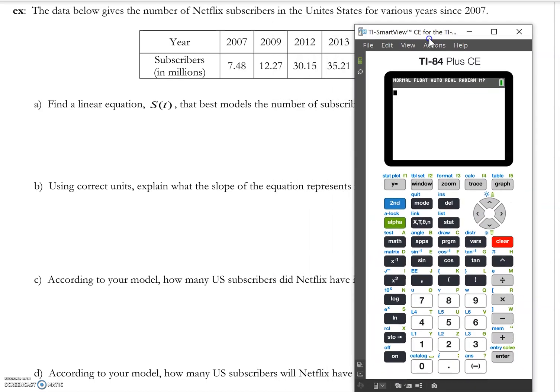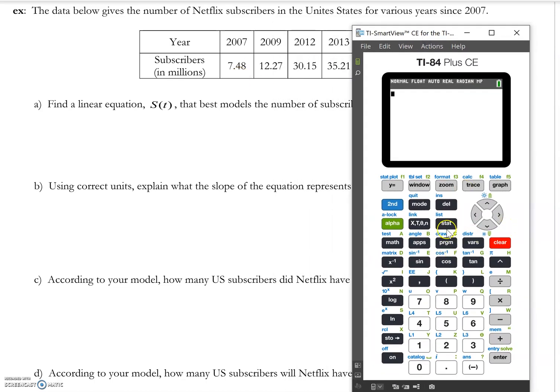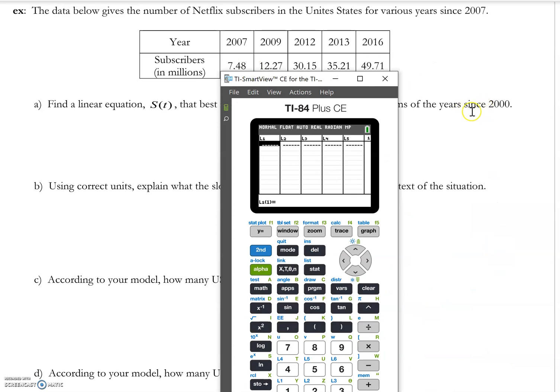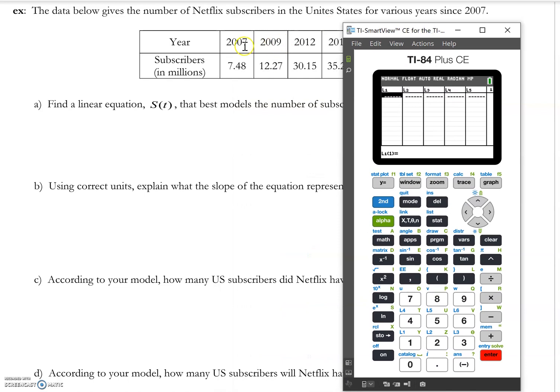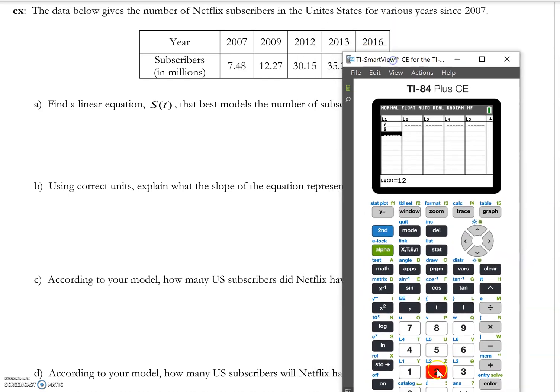And now I get to type in my data. So to do that, I hit my stat button. I hit enter for edit. I'm going to type the years in L1 and the number of subscribers in L2. Remembering that I want to focus on the years since 2000. So I know that this says 2007, but I'm only going to type in the number 7 since 2007 is 7 years later. For 2009, I would type in the number 9. 2012, I type in the number 12, and so on.